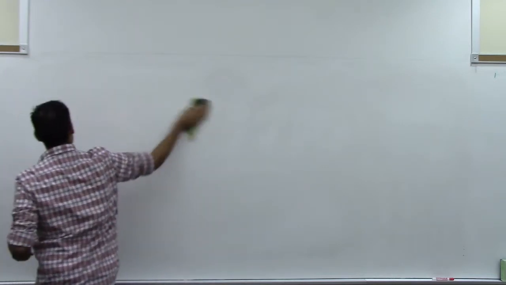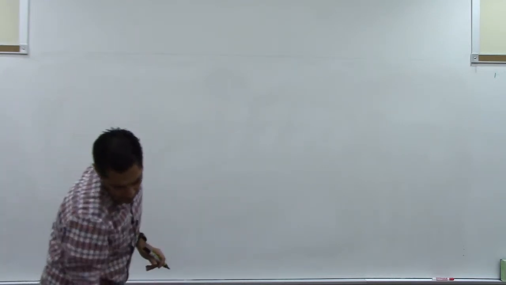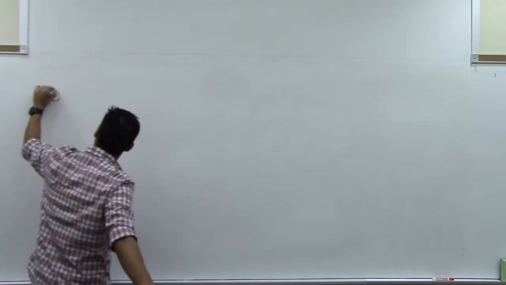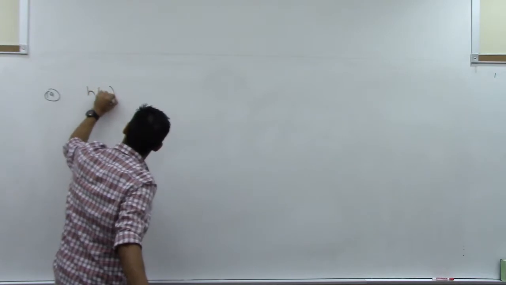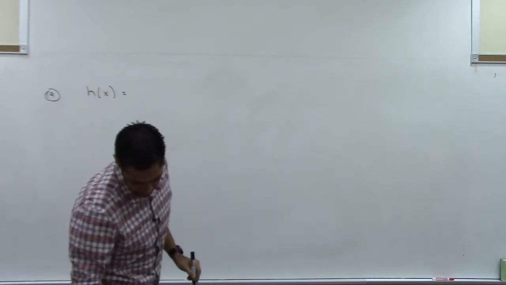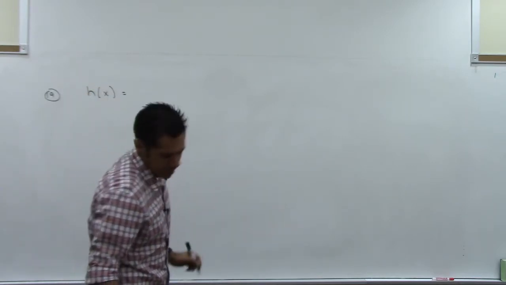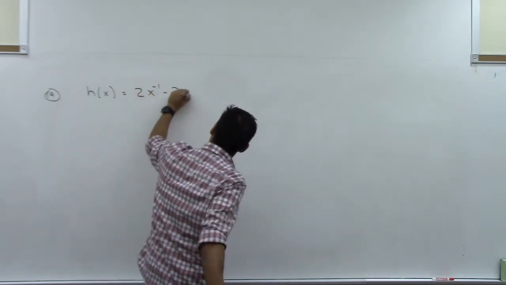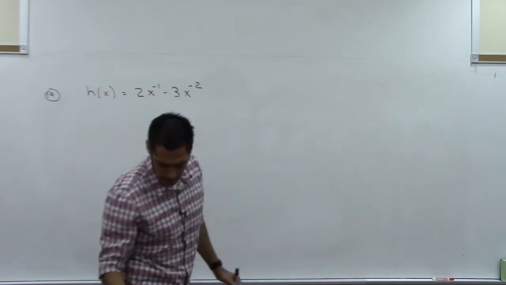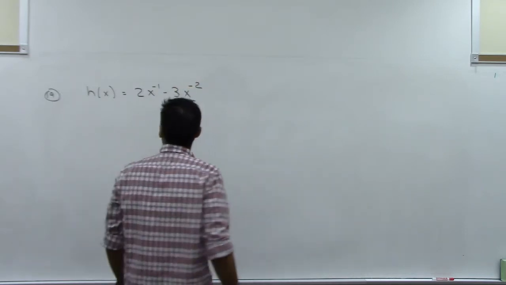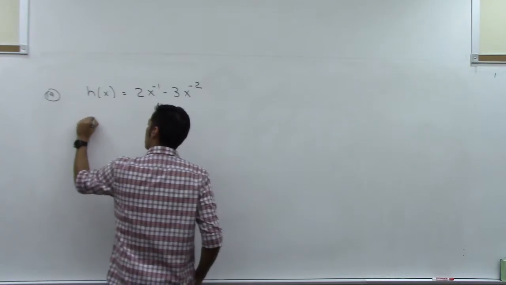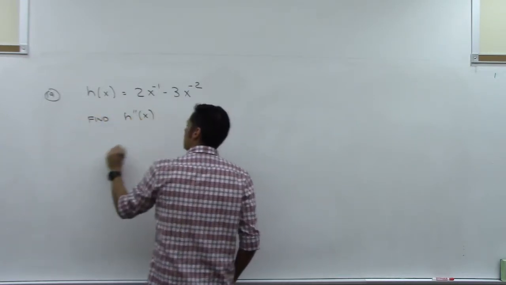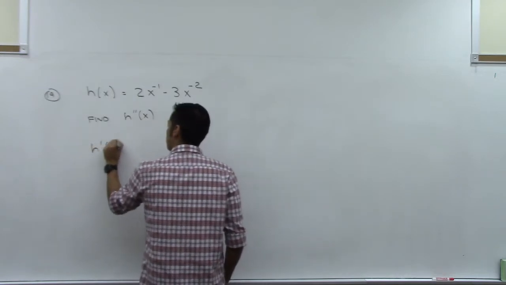Number 19 next, I'm guessing. Yep. So for number 19, they give us h of x equals 2x to the negative 1 minus 3x to the negative 2. All right, so we want to find h double prime of x. So again, second derivative.